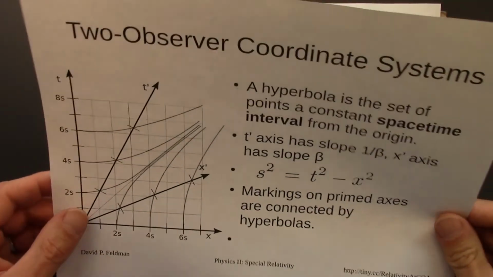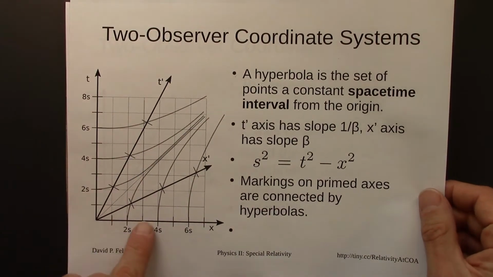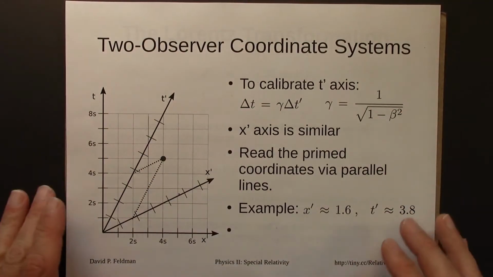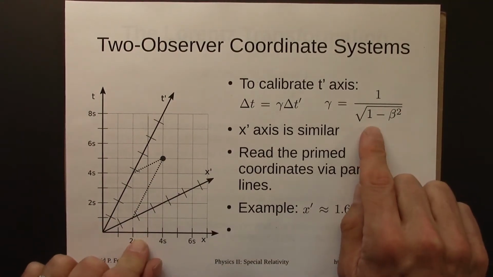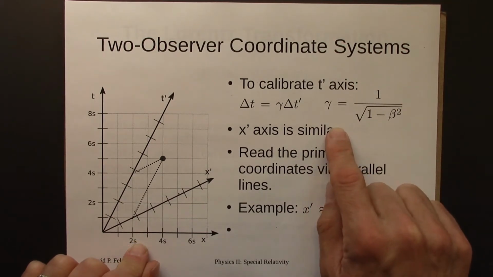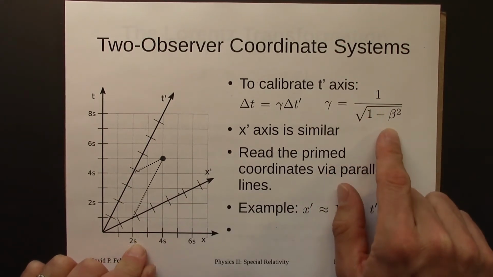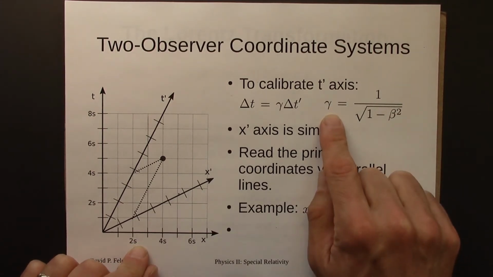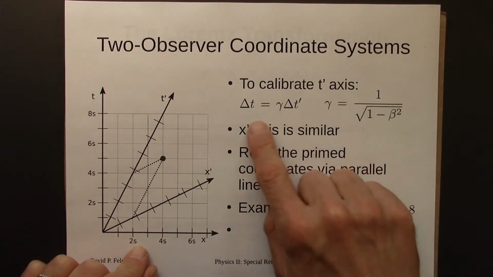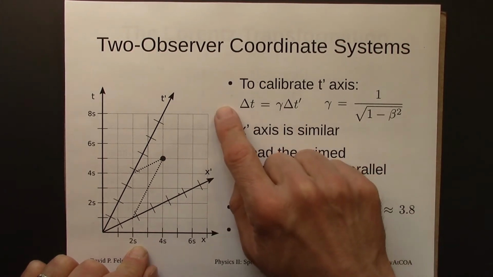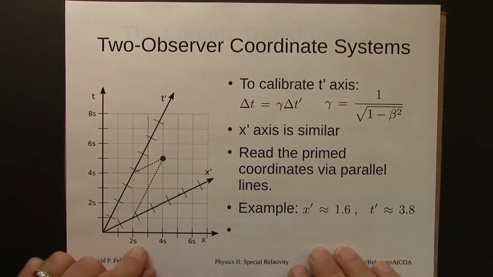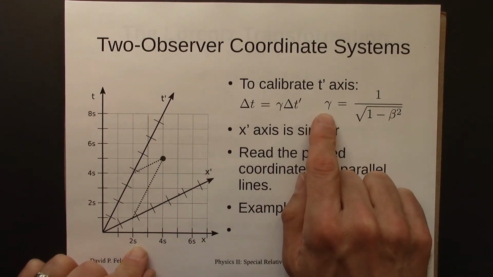Okay, so a little more quantitatively, we took this calibration idea, did a little bit of math on it, and said, all right, here's how we would calibrate a t prime axis. There's this quantity gamma, 1 over the square root of 1 minus beta squared. It comes up all the time in relativity. It's sometimes called the Lorentz factor or just a gamma factor. And then this is how we would calibrate that. So delta t is gamma delta t prime. So gamma is always greater than 1.